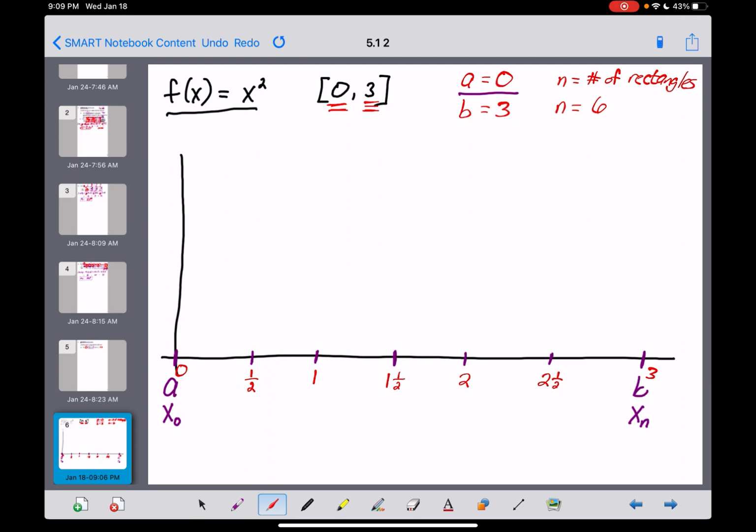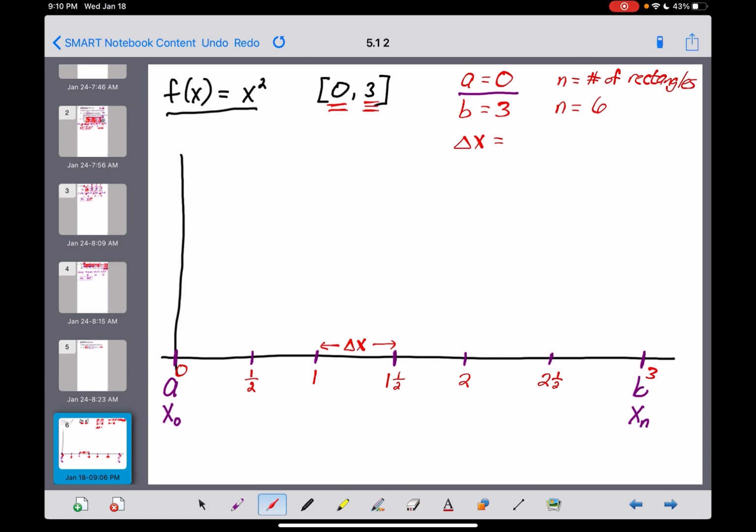Now, what I think is obvious right here, guys, is the width of each subinterval. Each one of the 6 that we've drawn has a width of 1/2. It might not always be so obvious, so let's talk about how we got that. Delta x is the notation that we're going to use for the width of each one of those subintervals. So I'll go ahead and label one of those right here.